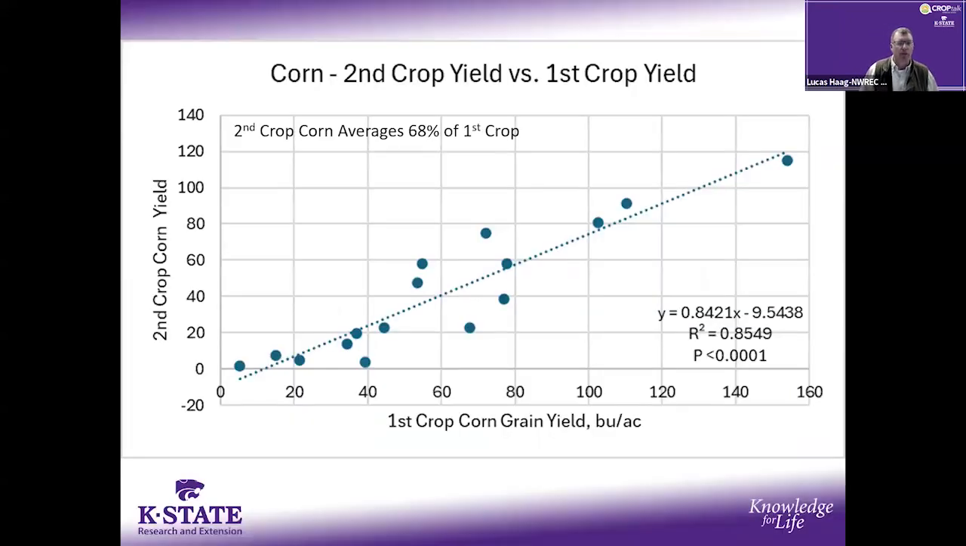Corn, very similar to sorghum. Again, it does a little slightly higher, about 68% of the first crop. This is looking at recrop corn, so corn into sorghum stalks versus corn into wheat stubble in this case.